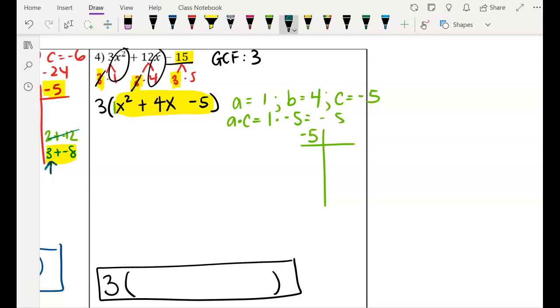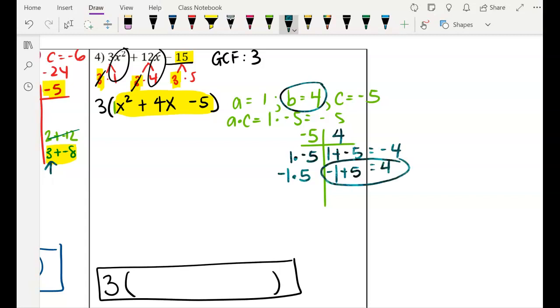Then for our B value, we have to find 2 factors that add up to 4. So 1 times negative 5 is negative 5, and 1 plus negative 5 is negative 4. That's not going to work. We want positive 4. But what if we do negative 1 times 5? That will give us negative 5, and negative 1 plus 5 is 4. All right, that works, okay?